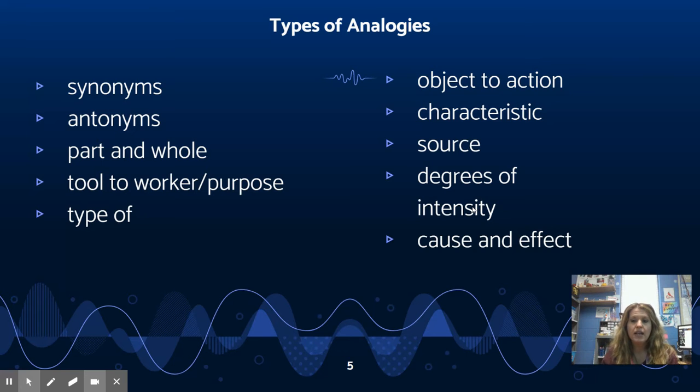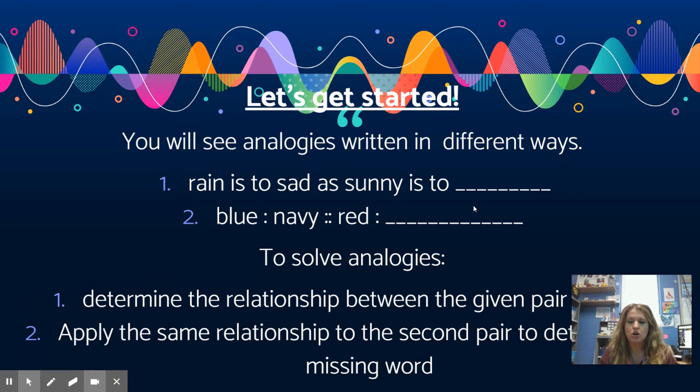So the types of analogies, or the most common types, I should say, there can be more different types, but the most common types that we're going to focus on, you can see that we have synonyms, antonyms, part and whole, tool to worker or purpose, a type of, an object to an action, a characteristic, a source, degrees of intensity, and cause and effect. If those don't make a lot of sense to you, they will as we go through. So let's get started with our intro to analogies.